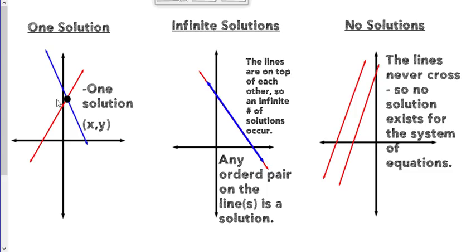All right, one solution, which is what probably 90% of the time our lines should produce, is when the lines cross each other once. This one unique solution, that one unique xy ordered pair, is the solution to the system of equations.